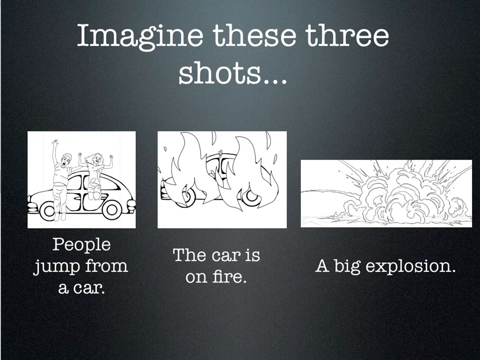So let's look at another one. You've got people jumping from a car, you've got a car on fire, and you have a big explosion. Good? So if we had them in this order, we'd have people jumping from a car, and clearly it's because for some reason they knew it was going to be on fire, because then it was on fire and then it blew up.